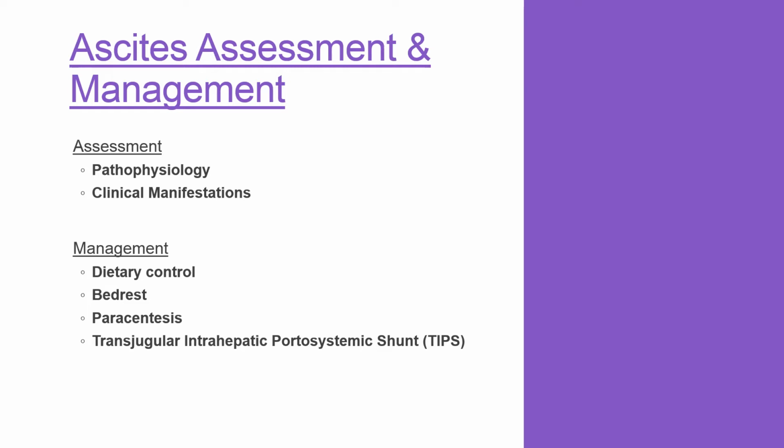In ascites, there is a cyclic vasodilation of a portion of the GI vascular circulation. There's a failure of the liver to metabolize aldosterone, and that in turn increases the sodium and water retention by the kidneys, which will cause an increase in intravascular volume and decreased albumin production by the liver.